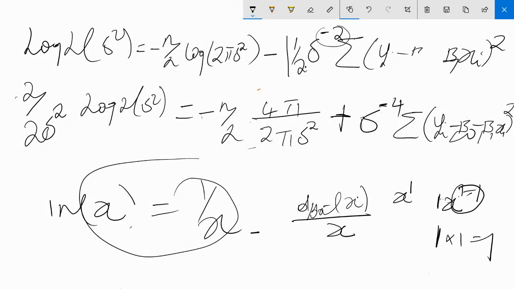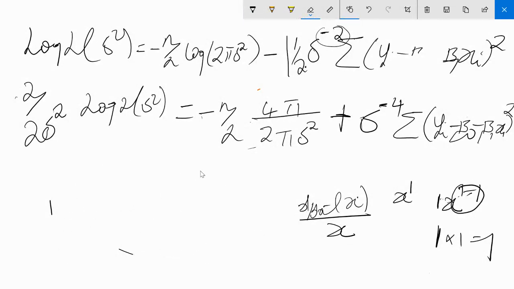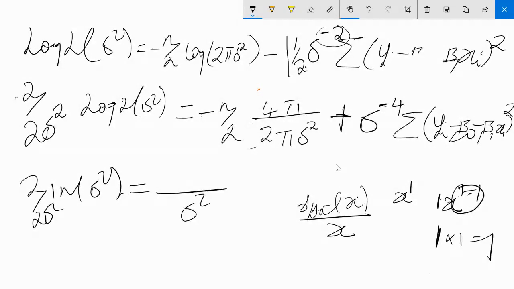So in our case, let me erase this. Here we are going to have the ln of, so the partial derivative of this will give us 2 sigma to the power 2 minus 2. And this is going to be 0 and this is 1. So we end up with 2 over sigma squared. Is that one clear?